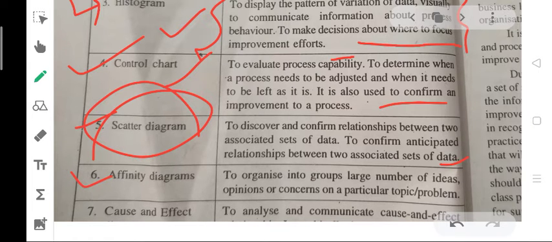And there is the affinity diagram. In the affinity diagram, to organize into groups a large number of ideas, opinions, or concerns on a particular topic/problem.